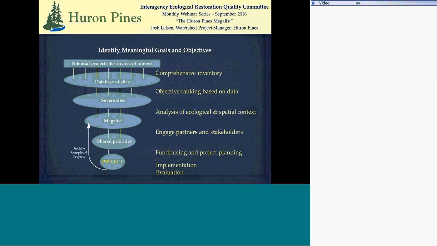At this stage, you have yourselves a megalist of priority projects that you can share with partners and stakeholders. Stakeholder input will help you identify shared priorities, which together with the objective data can help you go a long way in securing letters of support and project funding. And with funding in place, you can complete designs and permits. Then it's time to implement your project and complete pre- and post-project monitoring whenever funding allows. And after you evaluate the project, make sure to take notes of lessons learned and archive that information about your completed project, which will help inform future work.